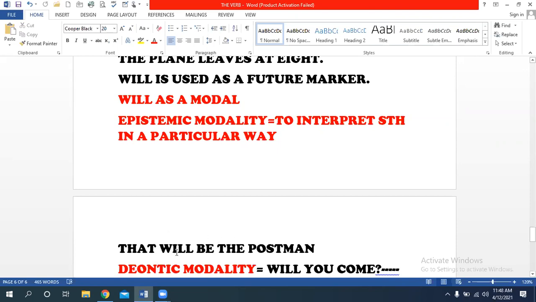We are actually showing or representing or expressing our ideas or our certainty about something in a particular style. So we use it as a modal.